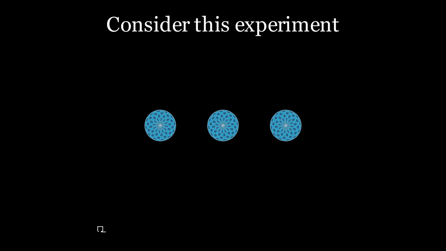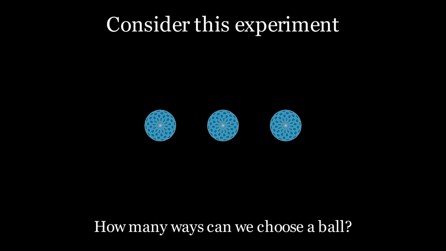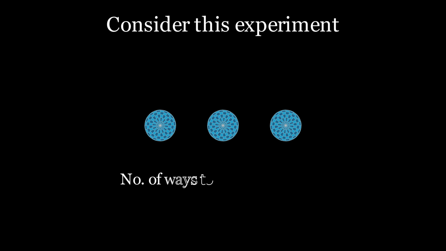Consider three balls and how many ways we can choose a single ball out of this. Well, you can choose the first one or the second one, or you can choose the third one. So there are three ways to choose a single ball.